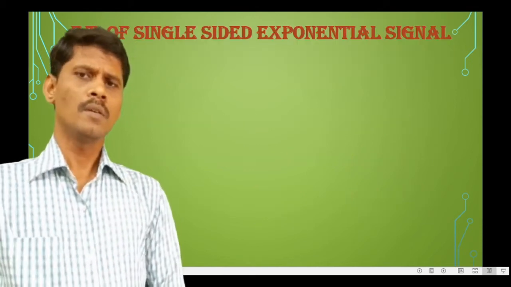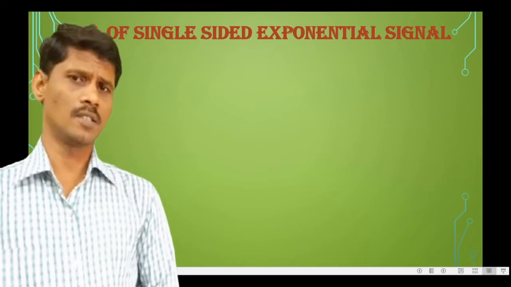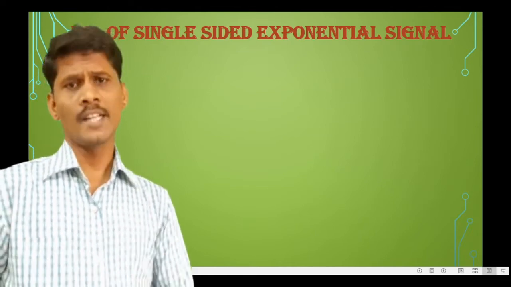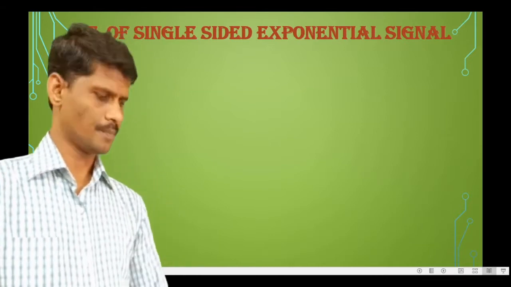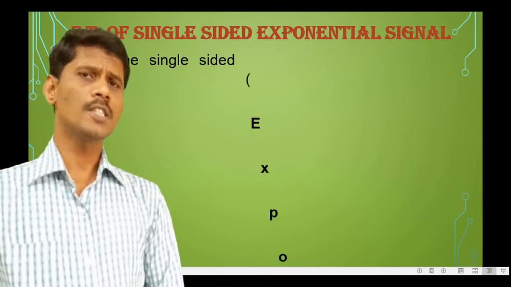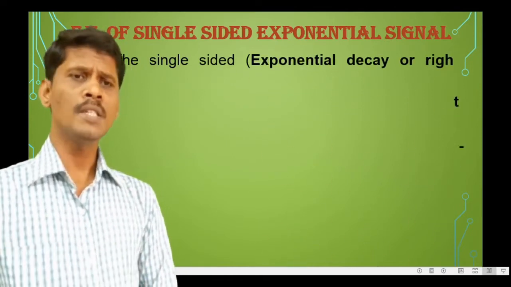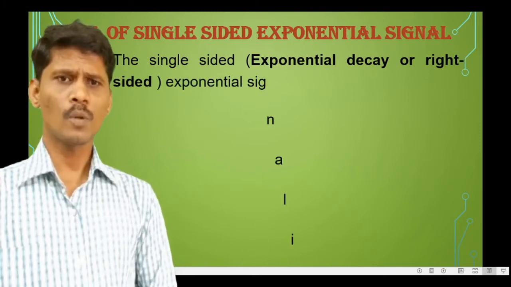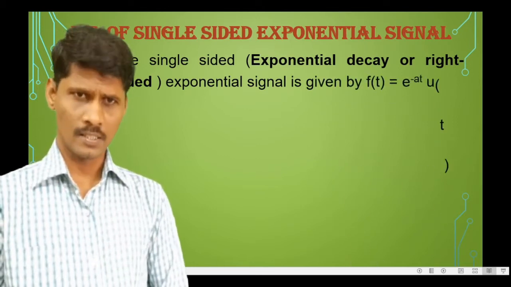Next, determine the Fourier transform of single-sided exponential signal. So single-sided exponential signal is either a right-sided exponential signal or a left-sided exponential signal. The single-sided exponential signal is defined as x of t or f of t is equal to e power minus at u of t.